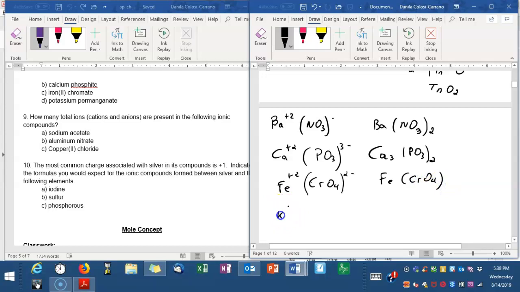Potassium permanganate with a charge of -1. So also this one stays as it is. And then mole concept.